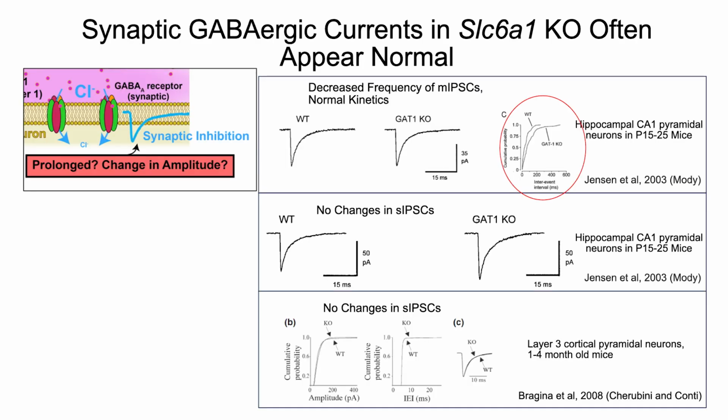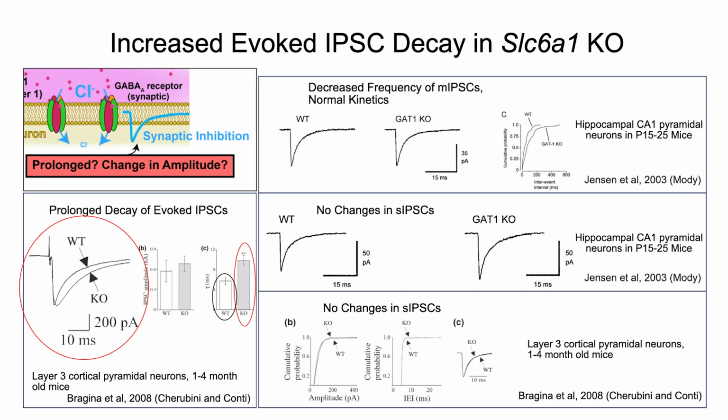And then the other thing I looked at were changes in synaptic inhibition. So first, again, I consulted the literature in the GAT1 knockout. When you look at miniature and spontaneous inhibitory synaptic currents, in terms of kinetics, these publications didn't show any differences. The only difference they saw was in the frequency of miniature IPSCs in hippocampus, where the frequency of these events was reduced. But in the Bragin paper in 2008, when they looked at large evoked events, they did see a very pronounced difference in decay between the GAT1 knockout and the wild type.